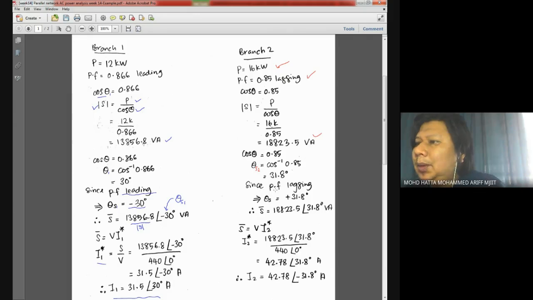And since the power factor is lagging, remember that theta S2 over here, this is S1, S2, is a positive value. So remember that the nature of the power factor is very crucial in order for us to get the correct value of our complex power.